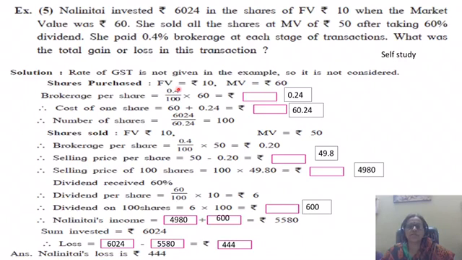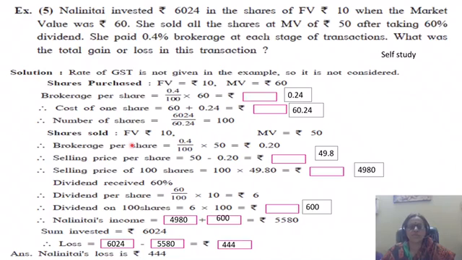Shares purchased, face value rupees 10, market value rupees 60. So brokerage per share is 0.4%. Here it is given in percent. Here market value 60. So 0.24. Cost of one share, market value plus brokerage. So this is 60.24 rupees. Number of shares, 6024 rupees divided by 60.24, so 100 shares.